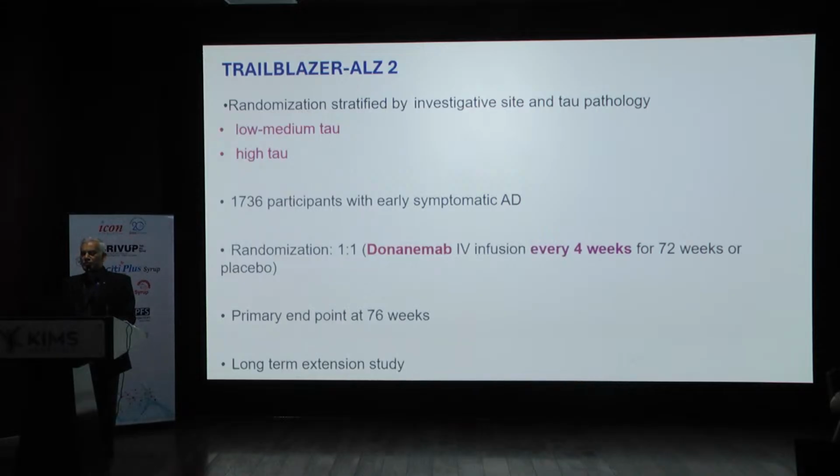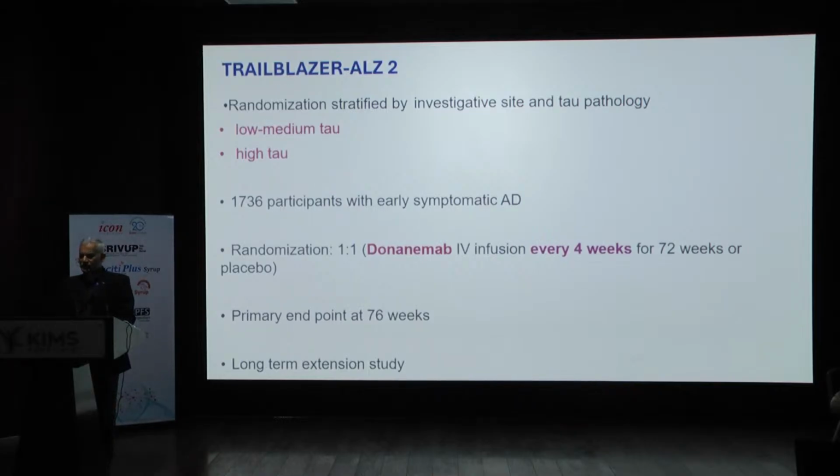So in the Trailblazer 2, although the early AD and the MCI are there, CDR 0.5 and 1, they divided the group into 2 groups: low-medium tau and high tau. When the tau comes, then the disease is probably somewhat advanced. So those with a high level of tau on tau imaging were compared with those having a low tau level in their brain in this study.